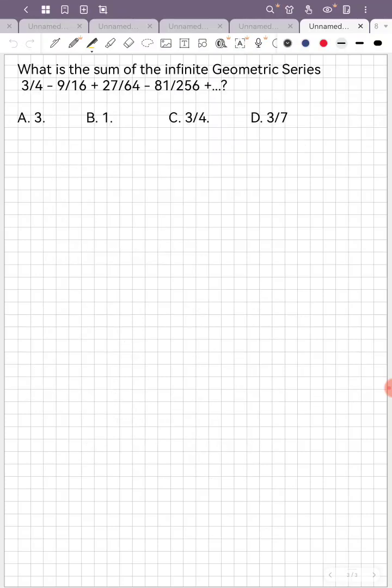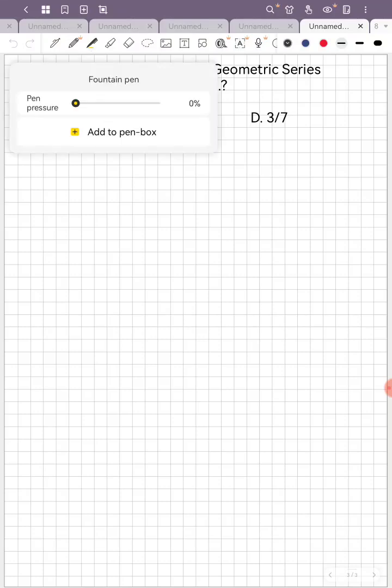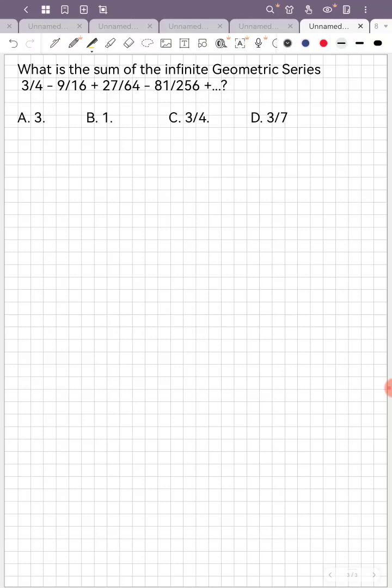Okay, let's have another example. What is the sum of the infinite geometric series 3 over 4 minus 9 over 16 plus 27 over 64 minus 81 over 256 plus up to infinity? So what we're going to do is write first the formula for this sum to infinity. So it is S is equal to A sub 1 over 1 minus R.